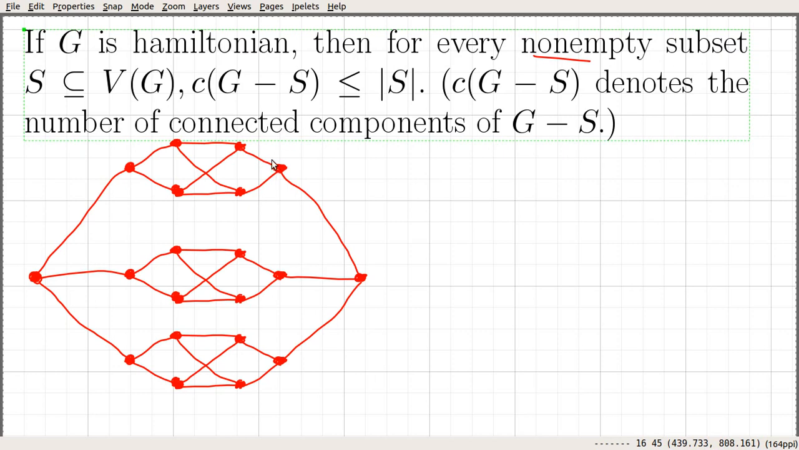Okay, and in this video we will see how to apply this theorem to show that certain graphs are not Hamiltonian, and we will also see one more example of a graph that satisfies this condition and still that graph is not Hamiltonian. Okay, so let's look into this graph G, and we are going to prove that this graph G is not Hamiltonian.